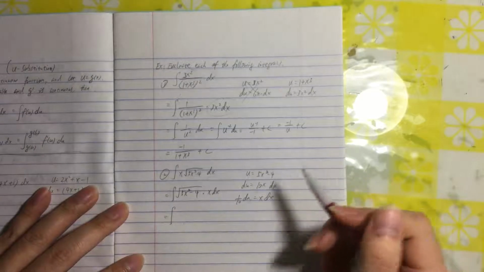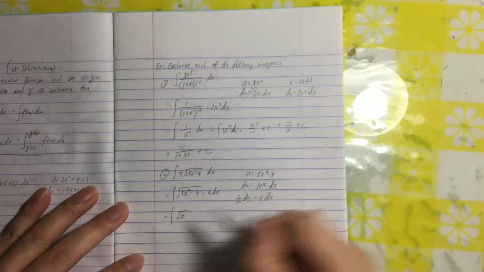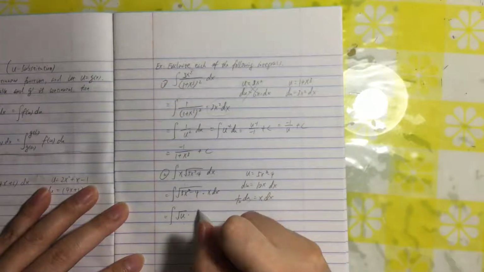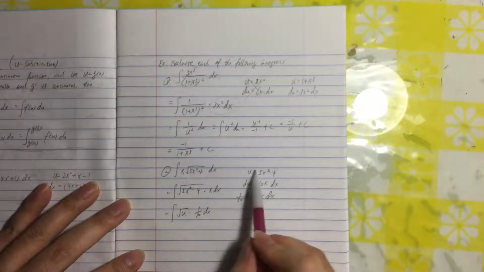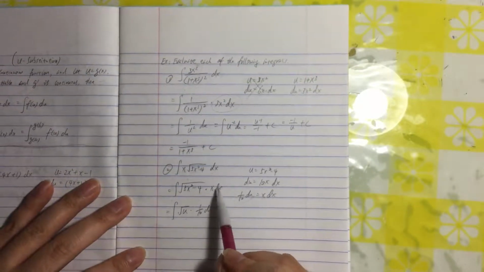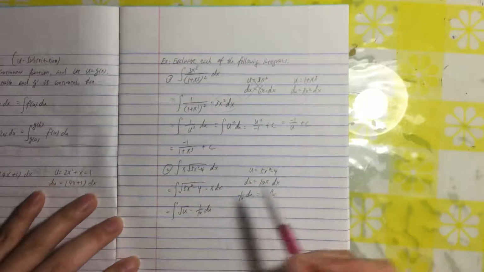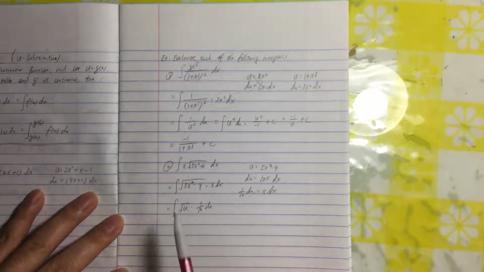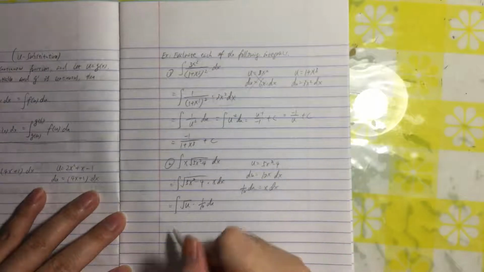So let's substitute. 5x squared minus 4 is u. I get square root of u. x dx is 1 over 10 du. We completely replace all x with u's. So this u substitution is good.